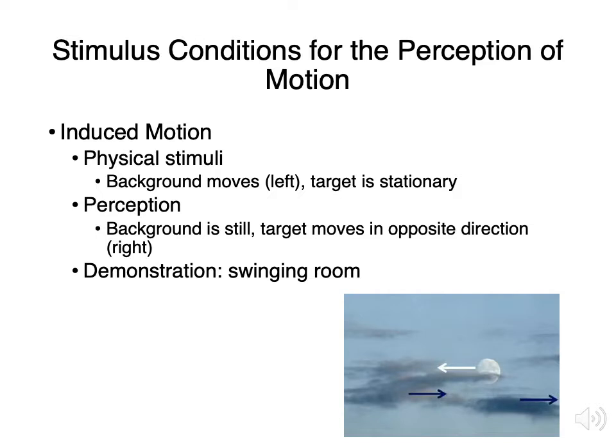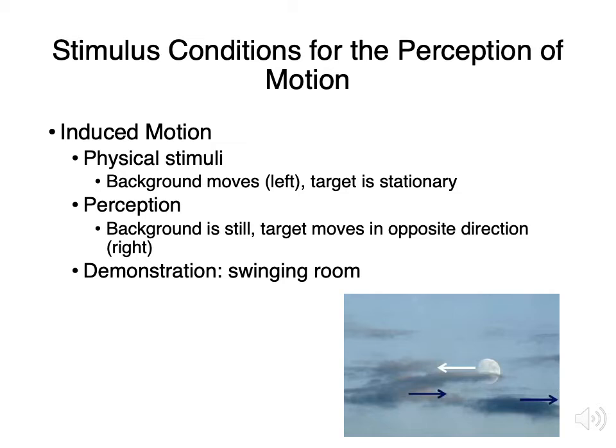Induced motion is the second type of motion that I wanted to talk about today. Induced motion occurs when one object, usually the larger one, causes a nearby stationary object that is smaller to appear to be moving. The background is moving, but you perceive the target to be moving. For example, the moon usually appears stationary in the sky. However, if the clouds are moving past the moon very quickly, the moon can appear to be racing through the clouds. The movement of the larger object, in this case the clouds, makes the smaller object, the moon, appear to be moving.